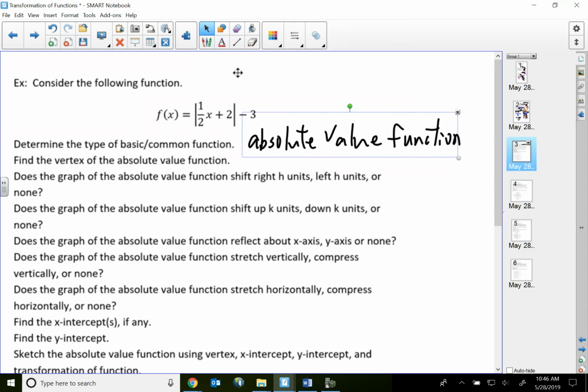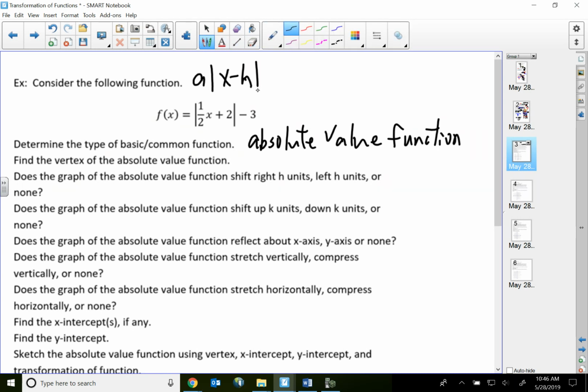Vertex. I mentioned the vertex before in different videos. So the vertex, let's see, x minus h. Remember the form a times the absolute value of x minus h, plus k. Right now, inside the absolute value, the x minus h is not quite x, it's a half x. So to know whether I shift it to the right or left, I would need to factor out my half.